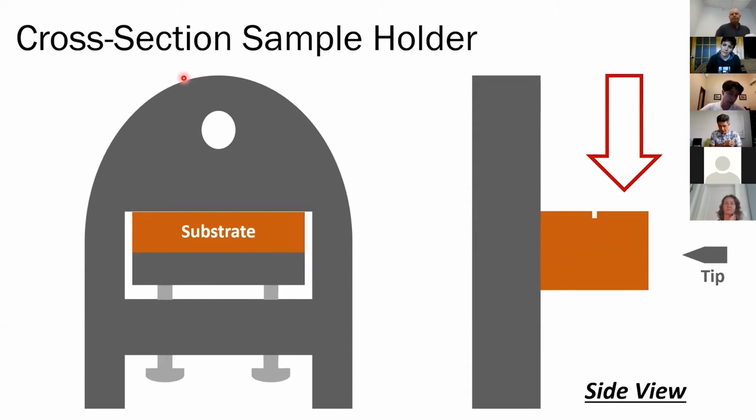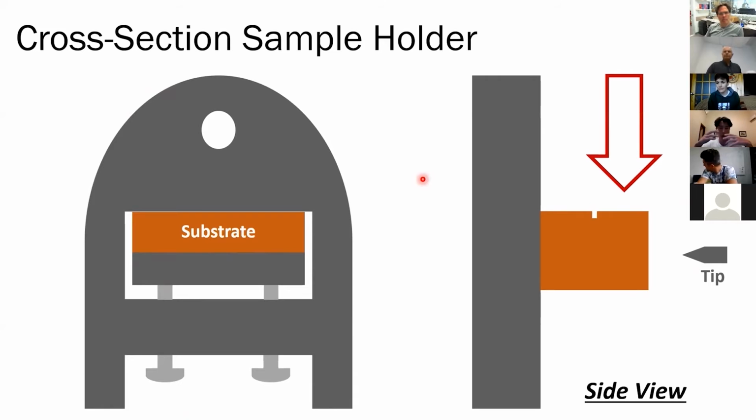In the specific room temperature STM that I worked with, we had a sample holder for cross-sectional samples, which looked a little bit like this. We have a substrate or a sample, and then a little chip that we would screw in to make sure that it's tight and stays put. If we look at a side view here, we can make a small notch and knock it off to cleave it, where the tip would come in here and scan it from the side.